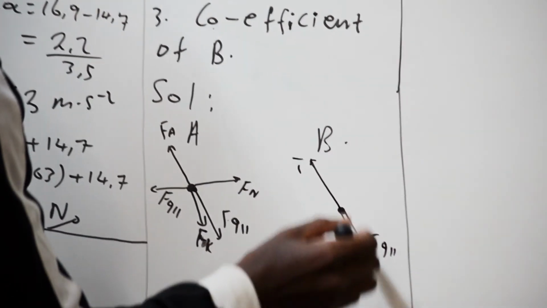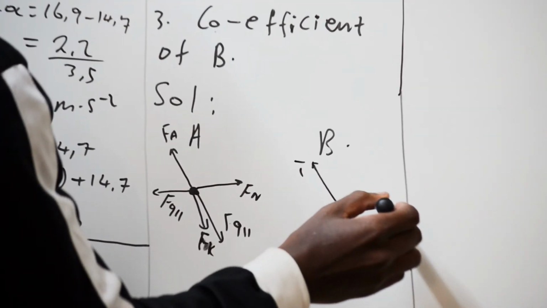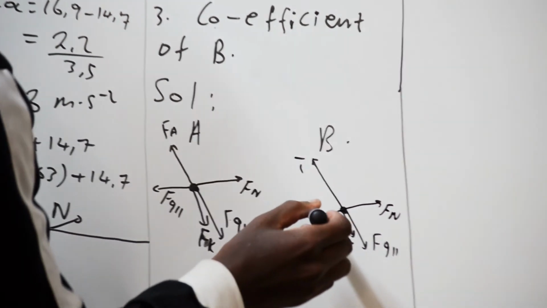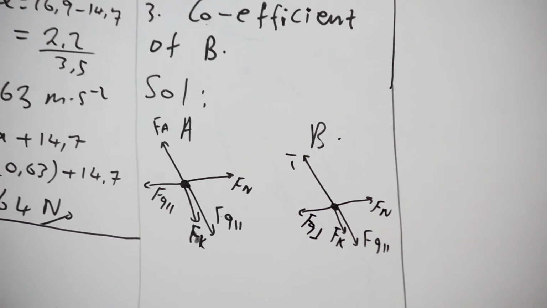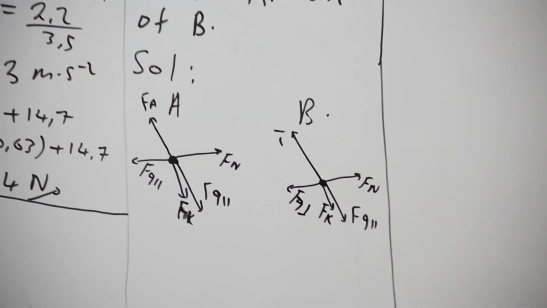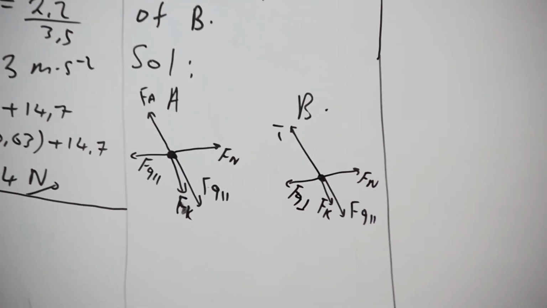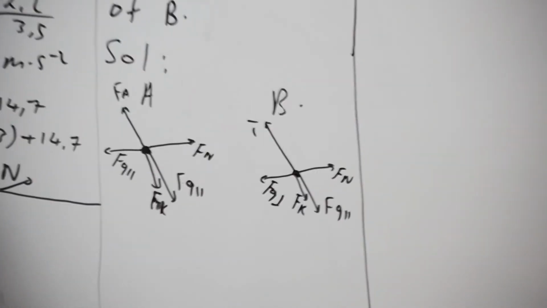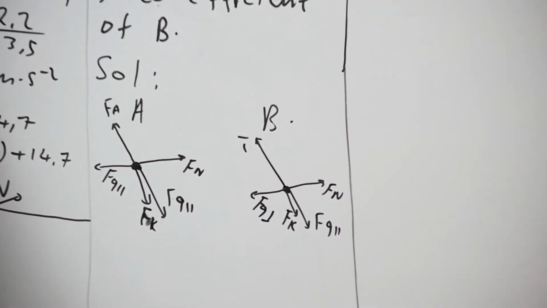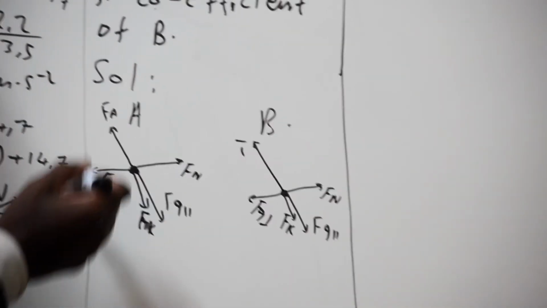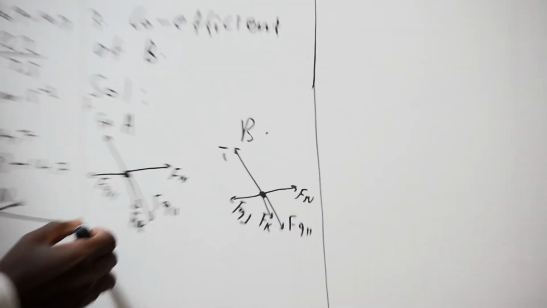Fk, FN and Fg perpendicular. So those are our diagrams. So for the applied force on block 1, what is your F net? We are told to write what? Tension. So what is your F net? This is number 1.